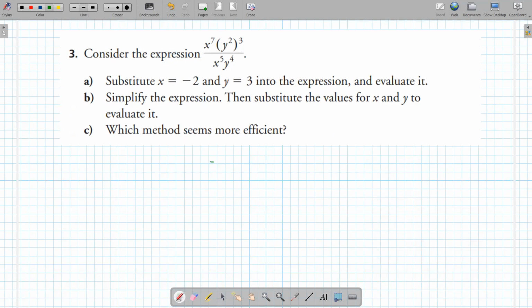So we have negative 2 to the power 7 times 3 squared to the cube over negative 2 to the power of 5, and then we have 3 to the power of 4. Yeah, like that.